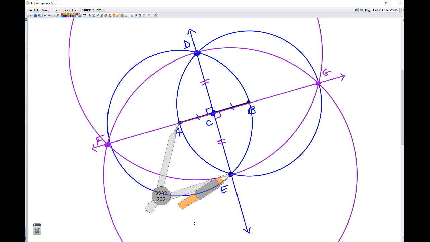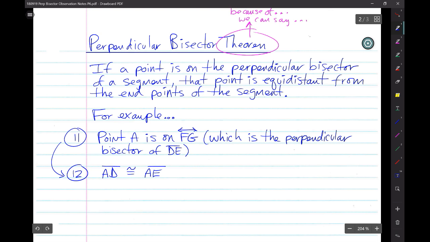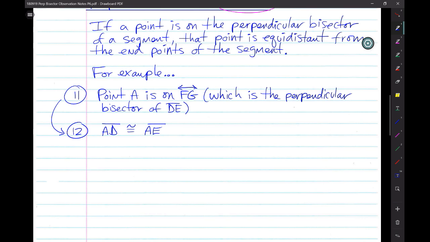So let's come back to our note paper here. We can make observation 12, which is that line segment AD is going to be congruent to line segment AE, and that flows right out of number 11. Because point A is on line FG, A has got to be the same distance from D as it is from E.